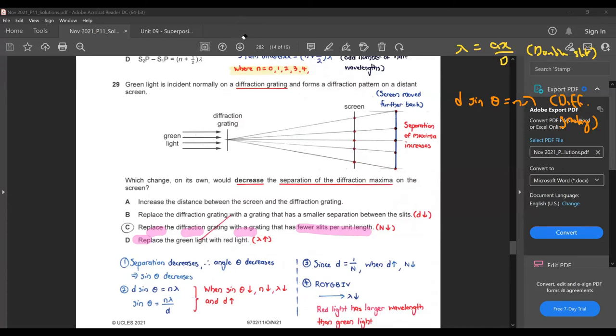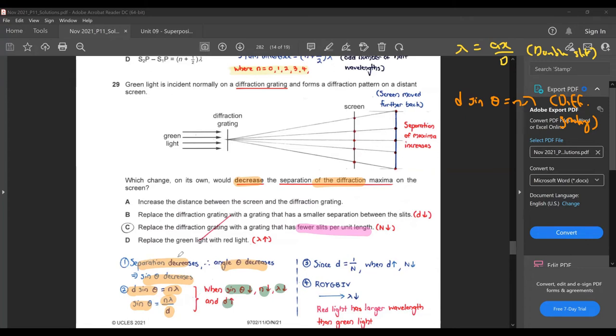So here, they want the separation to decrease. If we just look at the angle, we look at this one. Separation decrease means angle theta will decrease. Therefore, sine theta decreases. If you look at d sine theta equals n lambda, where sine theta is n lambda over d, if you want sine theta to drop, n must drop, lambda must drop, or d must increase.